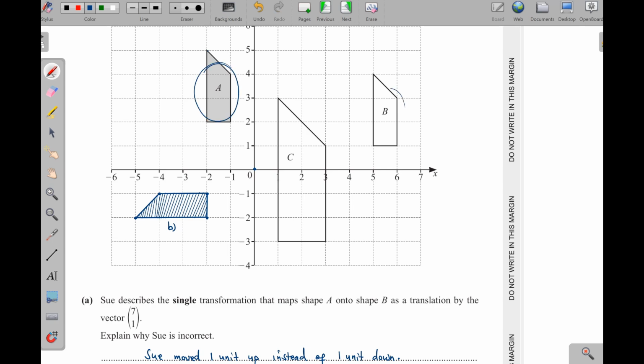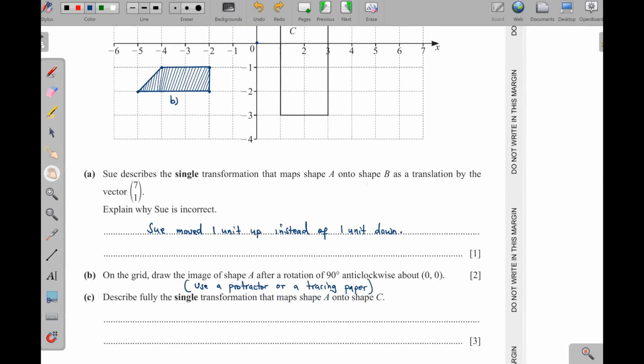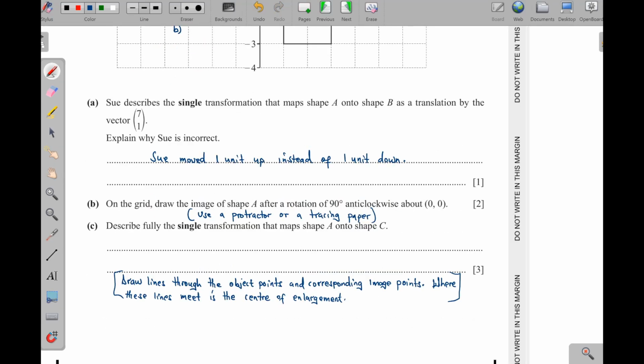This one is the same size as this. You can see after rotation, even this one is the same size as this, you see? Okay, now we are seeing A1 to C. These ones here, you can see that C is bigger than A, so that is enlargement. So what do we do here? We draw lines through object points and image points, okay? Where they meet is the center of enlargement. Then let me write it here actually. Then we also need to find the scale factor of enlargement.